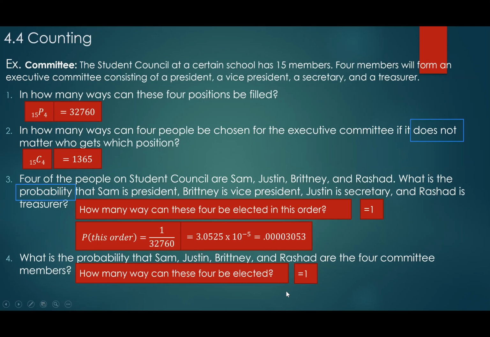So to find the probability, we take 1 divided by 1,365, which is the probability that these 4 got elected: 0.0007326. Again, make sure that you identify the difference between the exponent in the scientific notation versus the decimal here. So this is where we're heading, ladies and gentlemen.